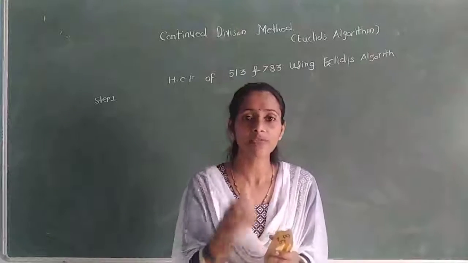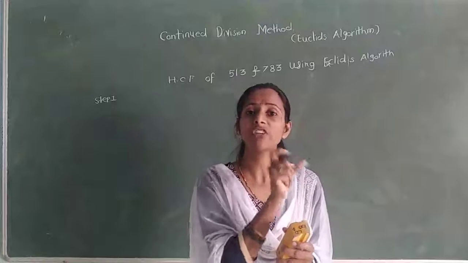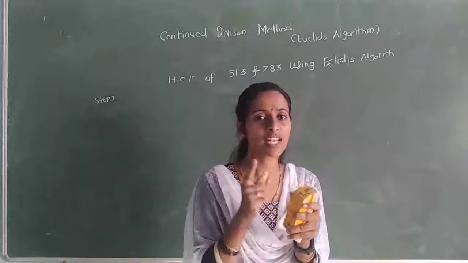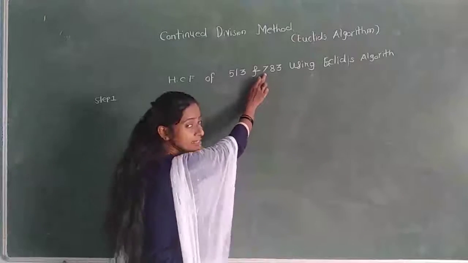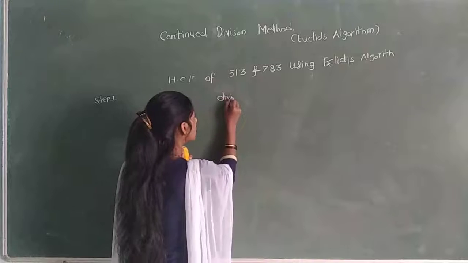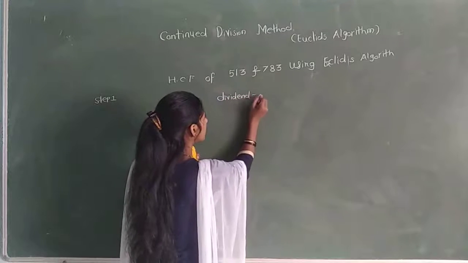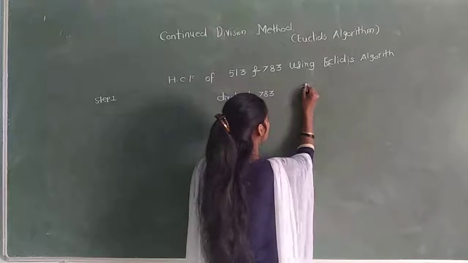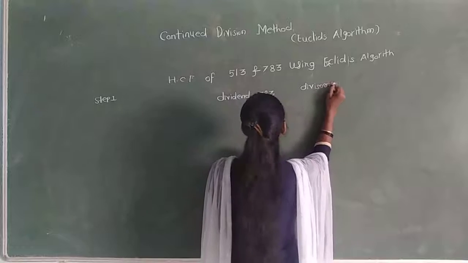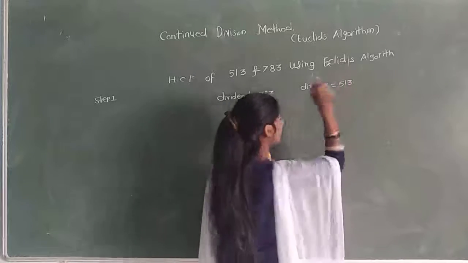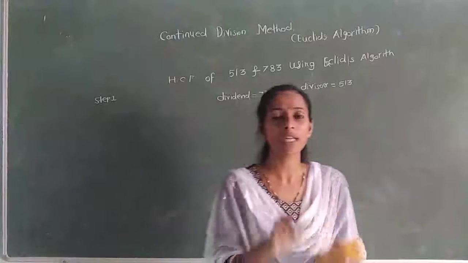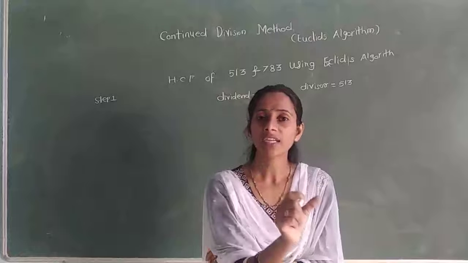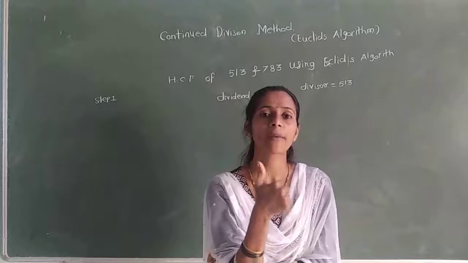Now the second step: take the greater number as the dividend and the smaller number as the divisor. So the dividend is equal to 783 and the divisor is equal to 513. Clear? So first, obtain the numbers and identify the greater number. Second, take the greater number as the dividend and the smaller number as the divisor.